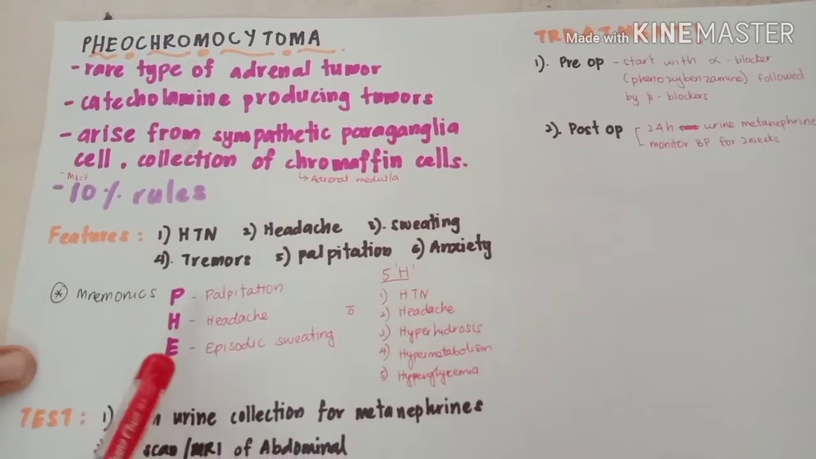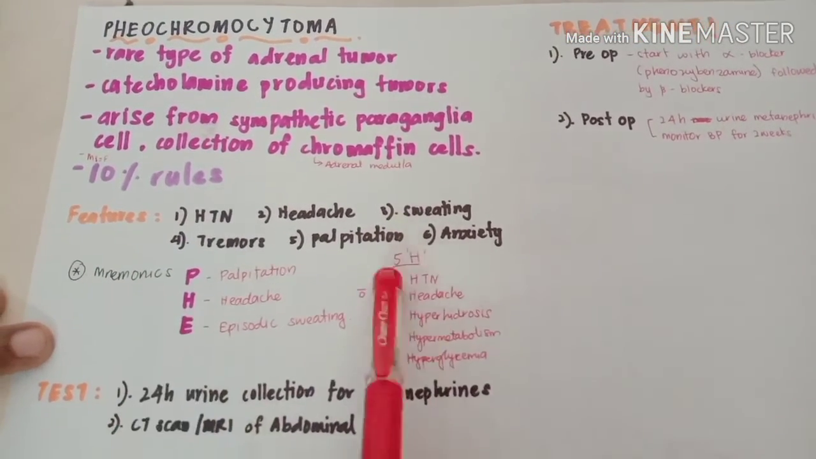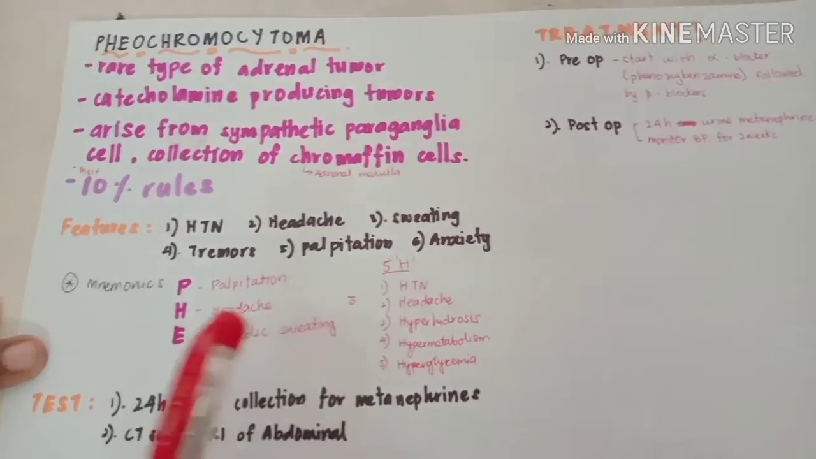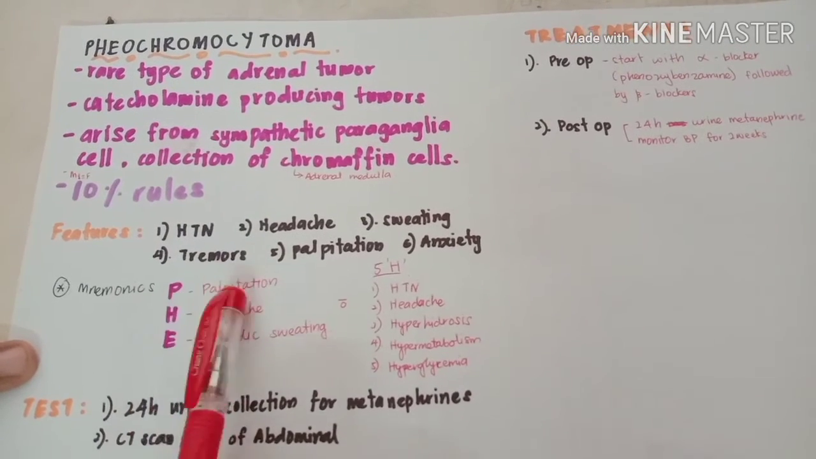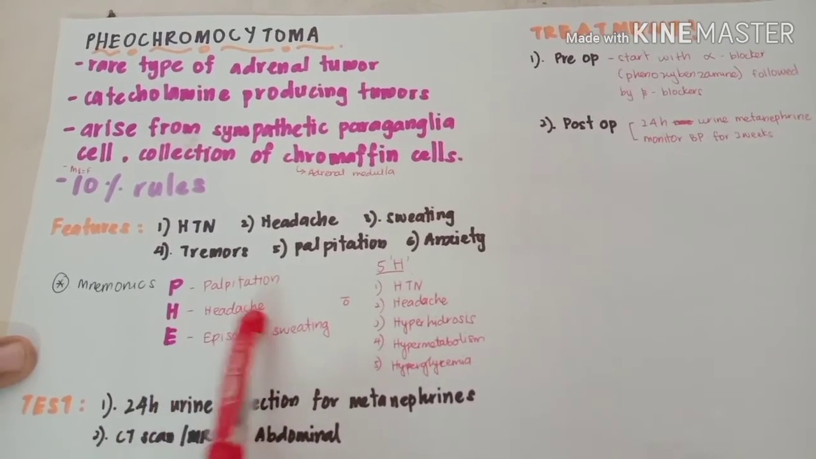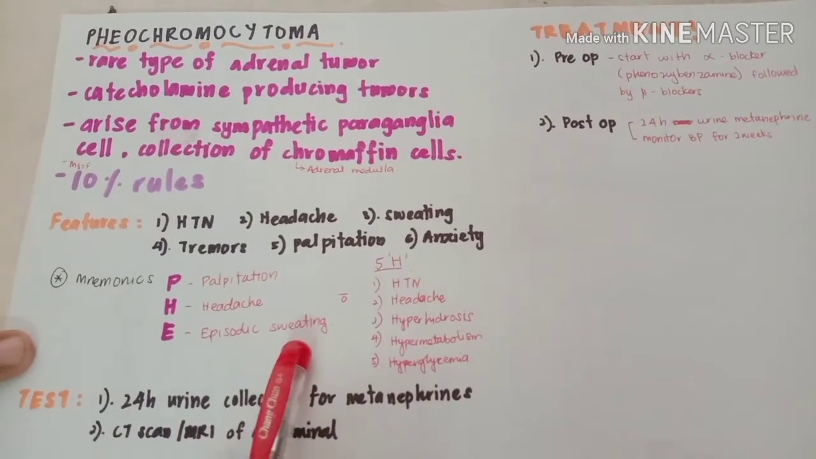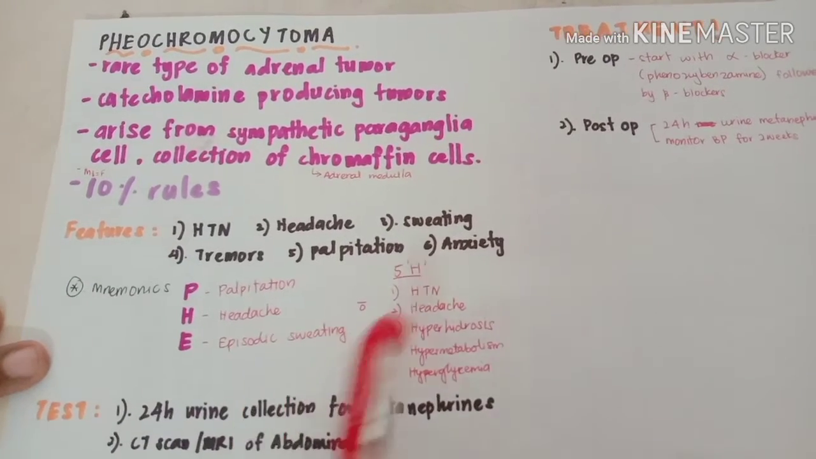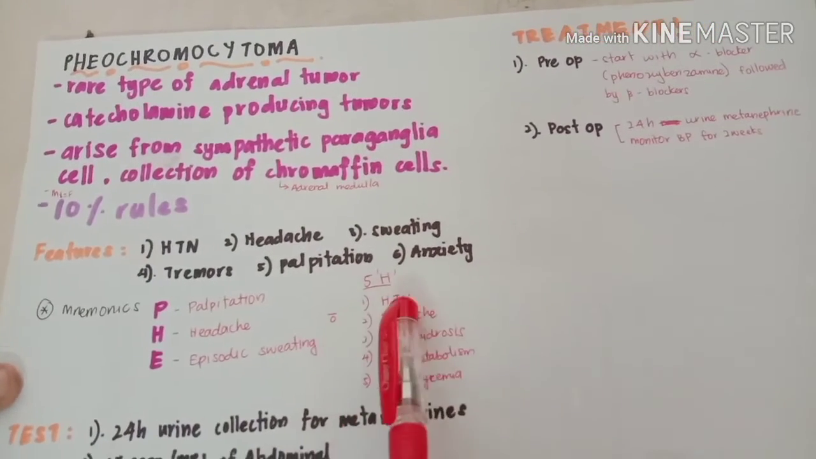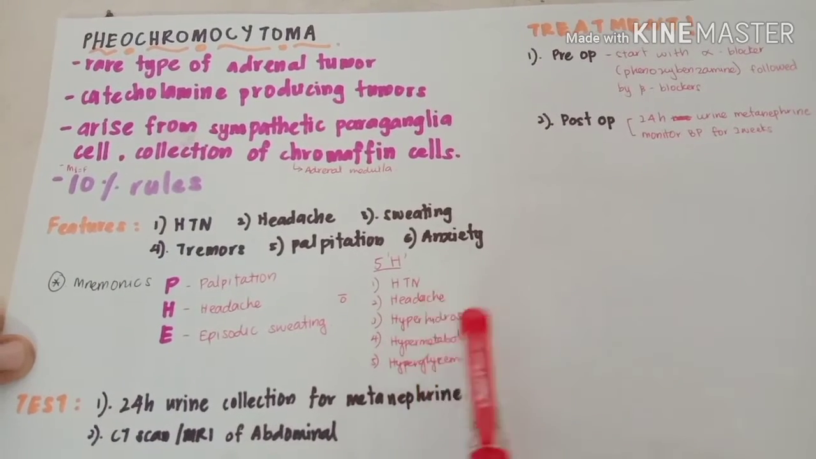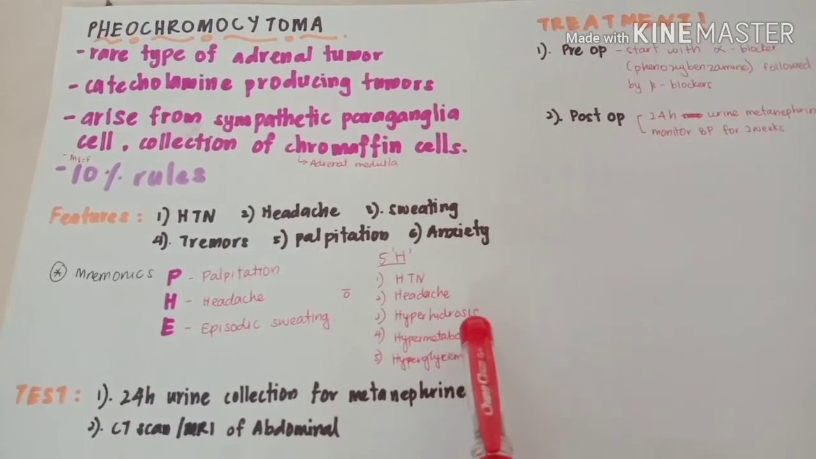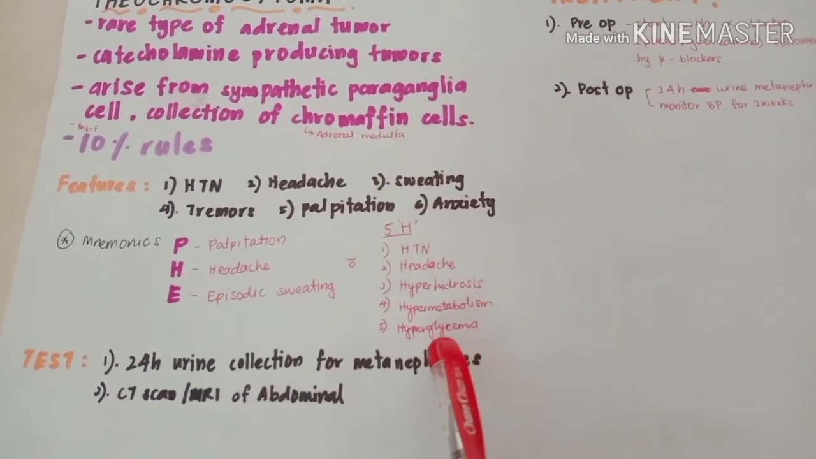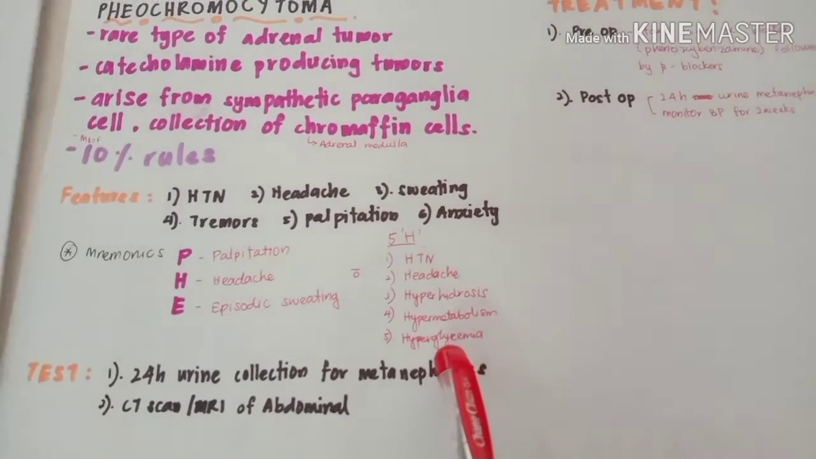There are 2 mnemonics. First is PHE, then the second one is 5H. PHE means P for palpitation, H for headache, E for episodic sweating. It's episodic sweating, it's not just sweating. For the 5H, first is hypertension, second one is headache, third one is hyperhidrosis, fourth one is hypermetabolism, and the fifth one is hyperglycemia.